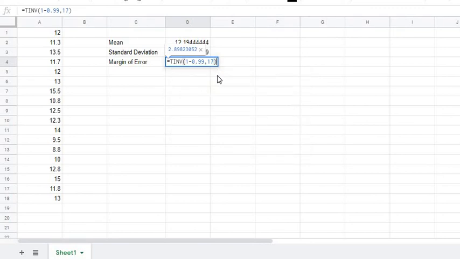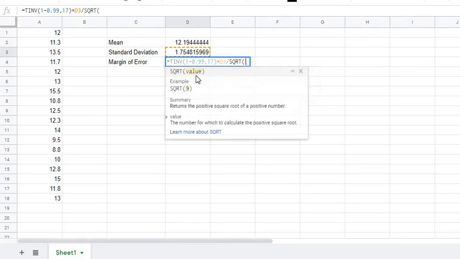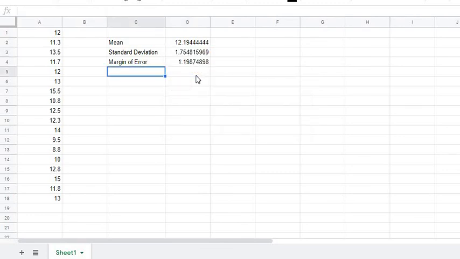Now we take that t-inverse function and multiply it by the standard deviation. So I'm going to click on the cell for my standard deviation. Then we're going to divide it by the square root, click on the square root function, of n. N is the number of cells in my data, which is 18. Press enter. So here we have our margin of error.